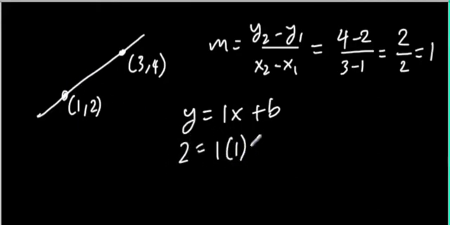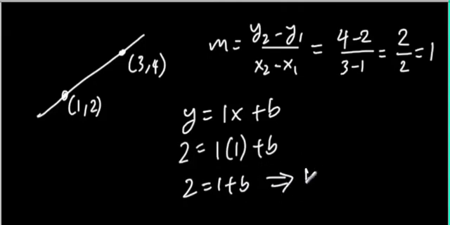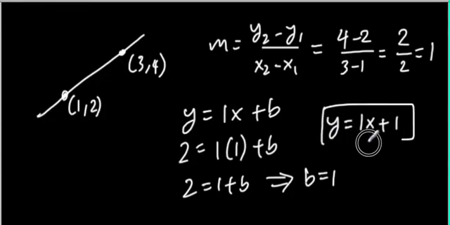x is equal to 1, and then plus b, so basically it's 2 equals 1 plus b, which, if you solve it, b is equal to 1. So the equation of our line is y equals 1x plus 1. And that's how you solve for the equation of the line given 2 points.